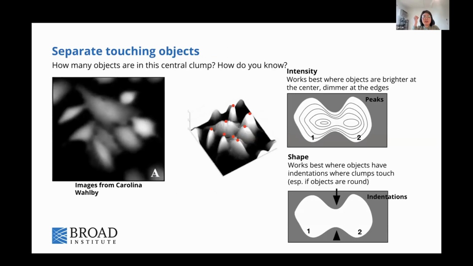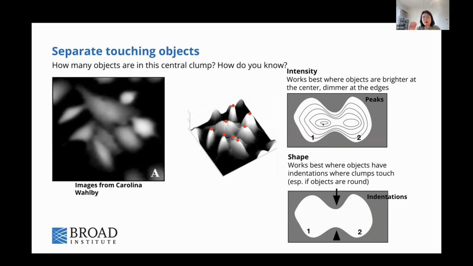After we get the primary objects, in a lot of cell experiments the cells are touching each other. For example, in these images, we can easily tell with our eyes that these are two separate objects. But how can we do that in the software? Basically, there are two methods. One is intensity-based, one is shape-based. The intensity-based method is ideal for smooth objects, for example, like bright spots.